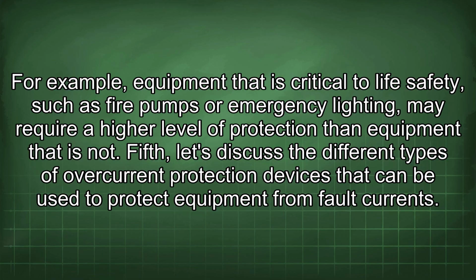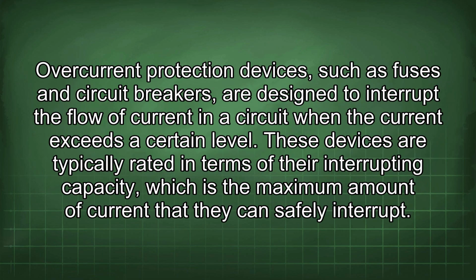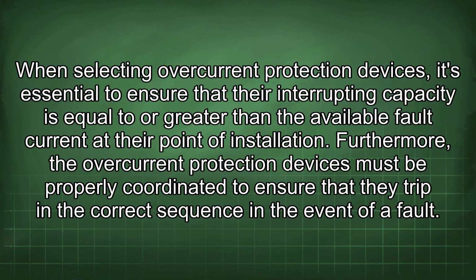Fifth, let's discuss the different types of overcurrent protection devices that can be used to protect equipment from fault currents. Overcurrent protection devices, such as fuses and circuit breakers, are designed to interrupt the flow of current in the circuit when the current exceeds a certain level. These devices are typically rated in terms of their interrupting capacity, which is the maximum amount of current that they can safely interrupt. When selecting overcurrent protection devices, it's essential to ensure that their interrupting capacity is equal to or greater than the available fault current at the point of installation.